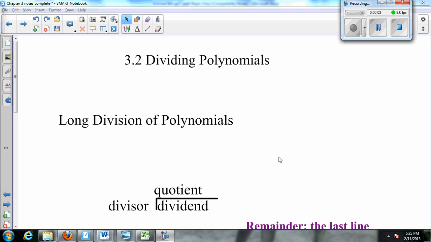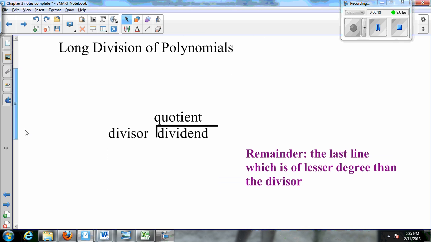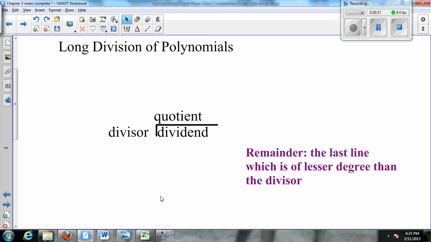3.2, dividing polynomials. So long division of polynomials is set up just like long division of numbers. The dividend goes in the box, divisor's out to the left, and the quotient goes up top. Sometimes you will have a remainder, and that's the last line, which is of a lesser degree than the divisor.